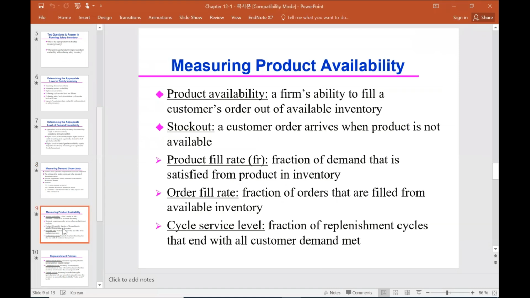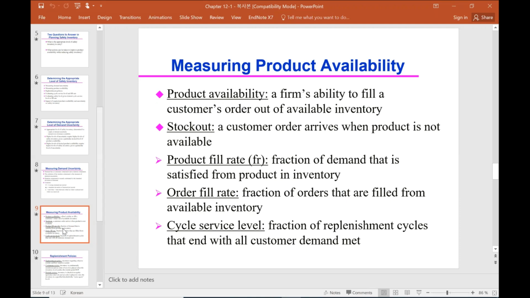The next page is about measuring the product availability, okay? Product availability again is a company's ability to fulfill the customer's order out of available inventory. So stock out is kind of the opposite meaning, that is, the customer is not able to receive the product from the current available inventory, okay? But there are many ways to describe the product availability, and among them, these are the three most popular ways to describe the product availability.